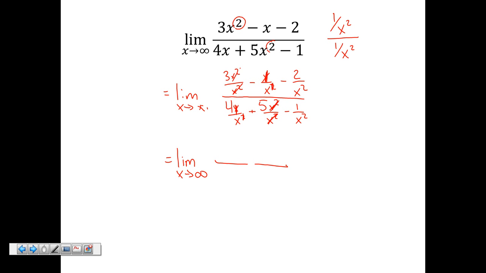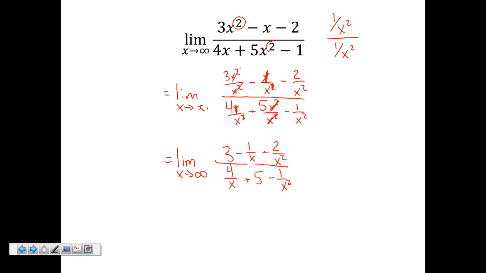So here's my big fraction, and what I have is 3 minus 1 over x minus 2 over x squared on the top. On the bottom I have 4 over x plus 5 minus 1 over x squared. So if you can skip that middle step and just get to that one, that's fine.